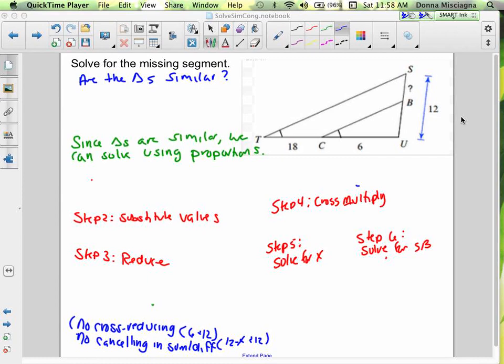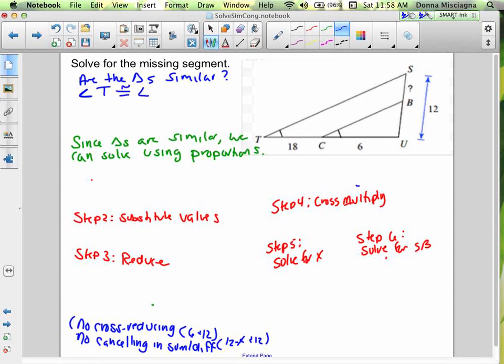So if we look at our figure there, we're given that angle T is congruent to angle C. That is a given. Right? And now we have something else that we know.